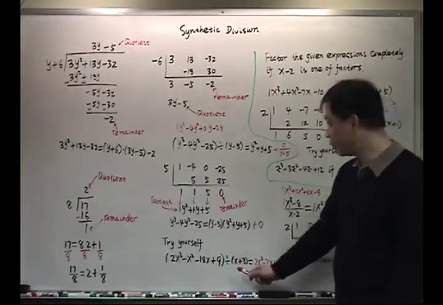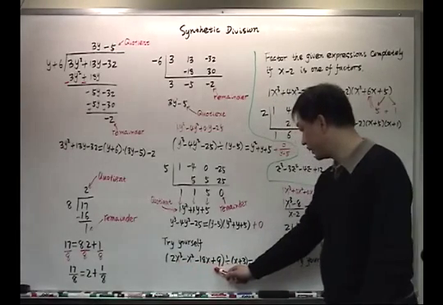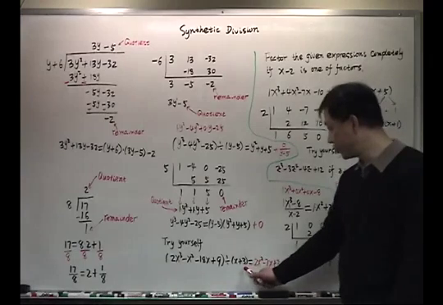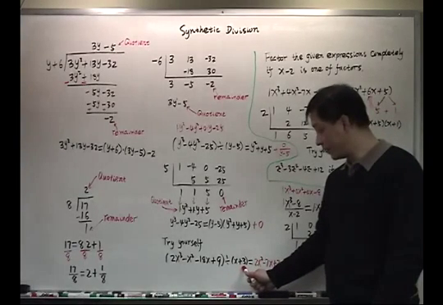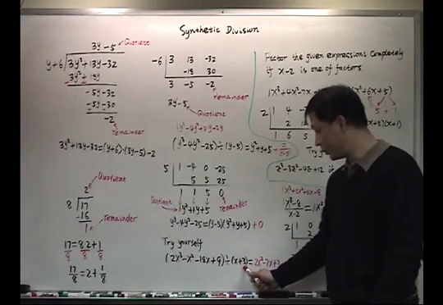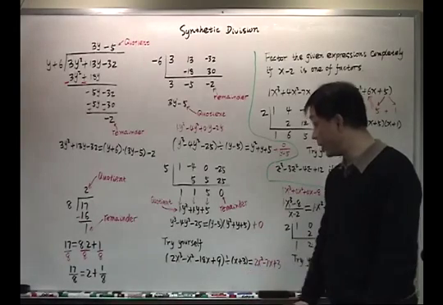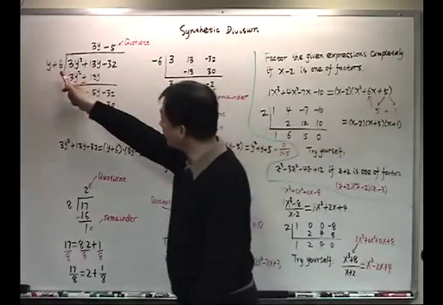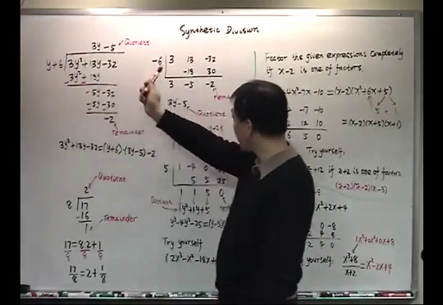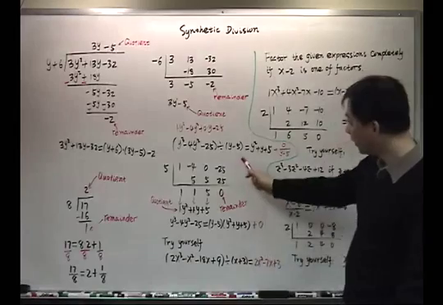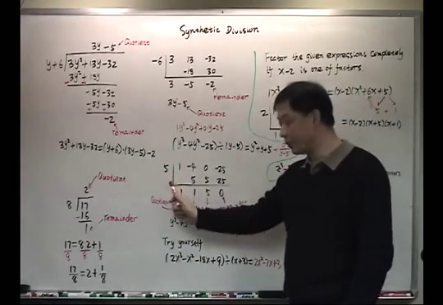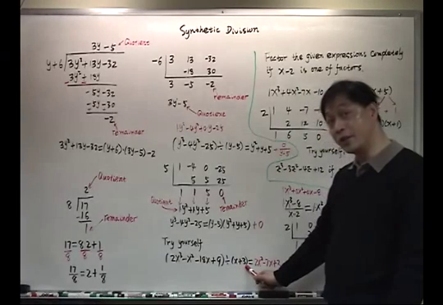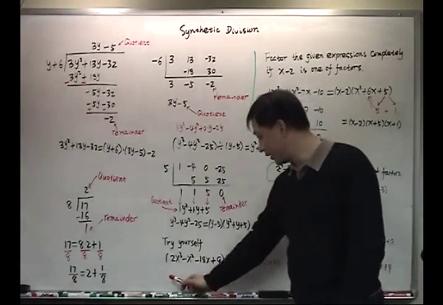Now, try this one yourself. Remember, in this case, you need to switch the sign. Negative 3 should be instead of positive 3. When you do the synthetic division like this, positive, switch the sign to negative. Negative, switch the sign to positive. And here, be careful, you need to switch positive 3 to negative 3.